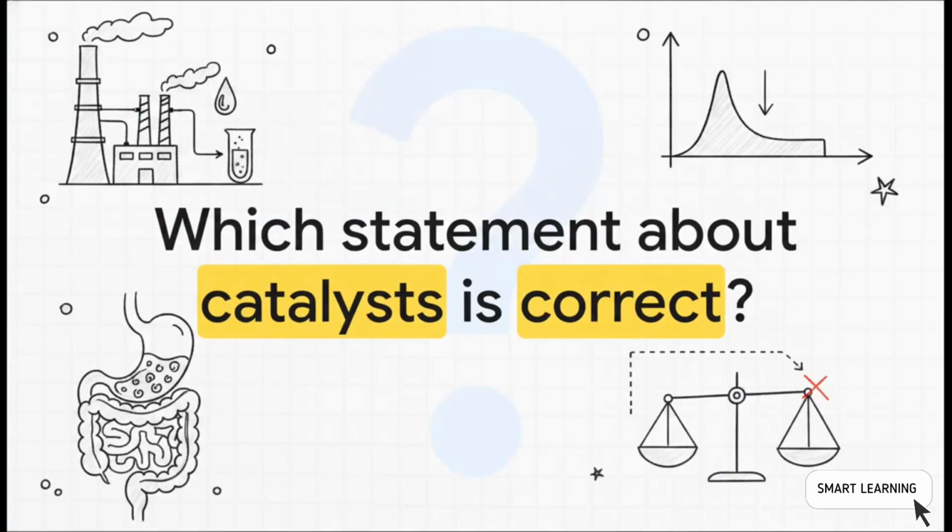You know, catalysts literally run the industrial world. From refining petroleum to the enzymes that are digesting food in your stomach right now, they are absolutely essential. But how do they actually work? This multiple choice question tests exactly how they manipulate chemical reactions. Do they increase energy? Do they change the equilibrium? Let's take a closer look at the options.